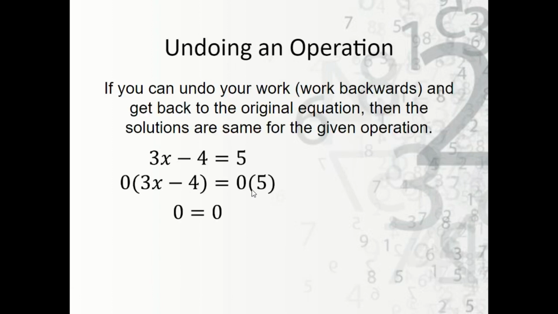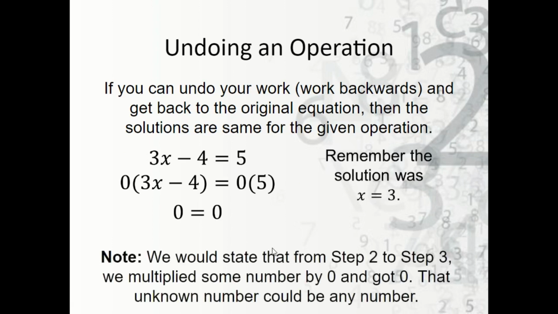Now, undoing it. So it says if you can undo your work, meaning work backwards, and get back to the original solution, then the solutions are the same for the given operation. So remember, the solution was x equals 3. So we would state that from step 2 to 3, we multiplied some number by 0 and got 0. That unknown number could be any number, right? So it doesn't matter.